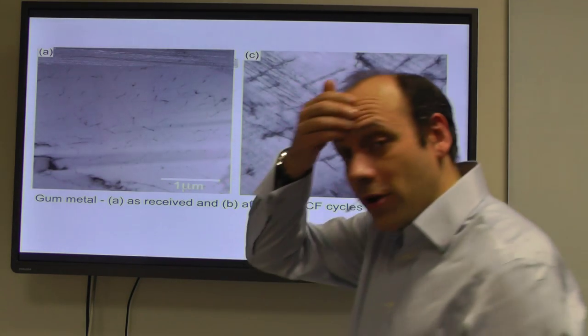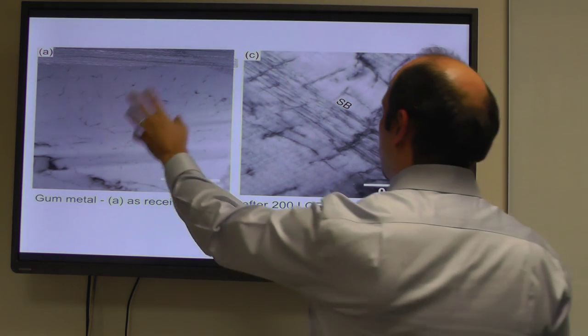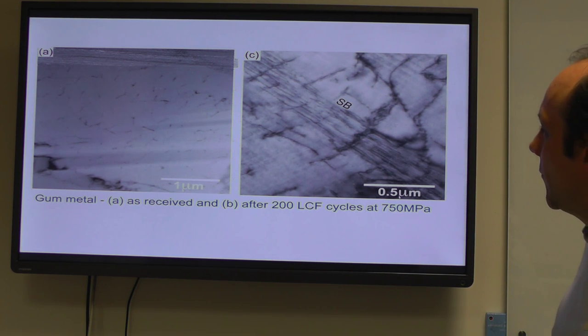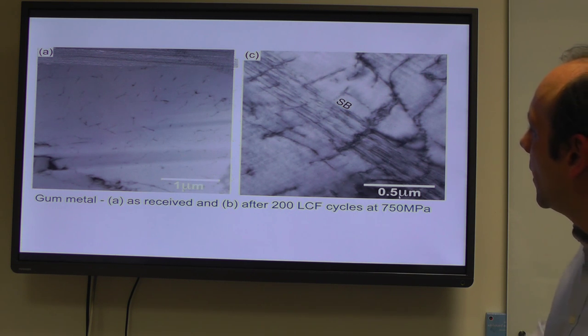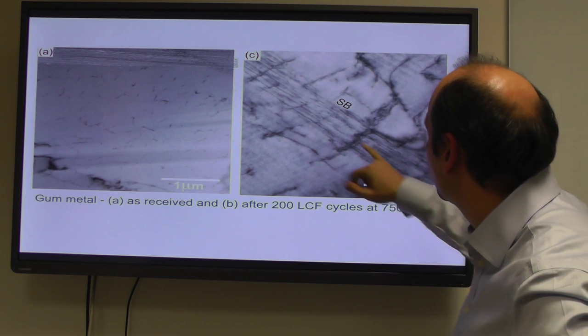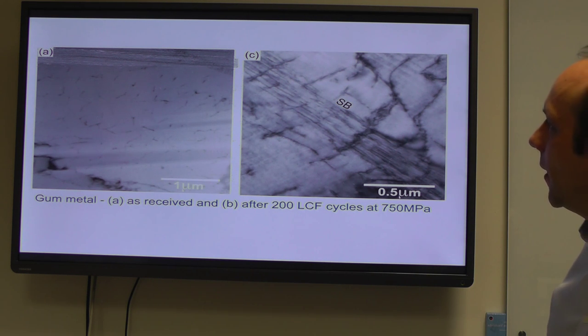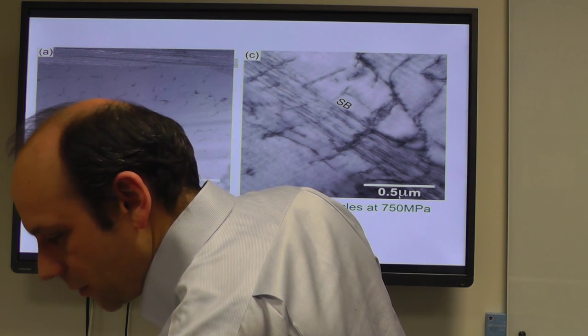There's yet more phenomenology of the deformation of these alloys. This is Gum Metal as received, and this is after 200 low cycle fatigue cycles at 750 MPa. Its yield stress is about 800. And here you've got a load of shear bands that you can see in TEM, or slip bands. What's going on with my TV there?